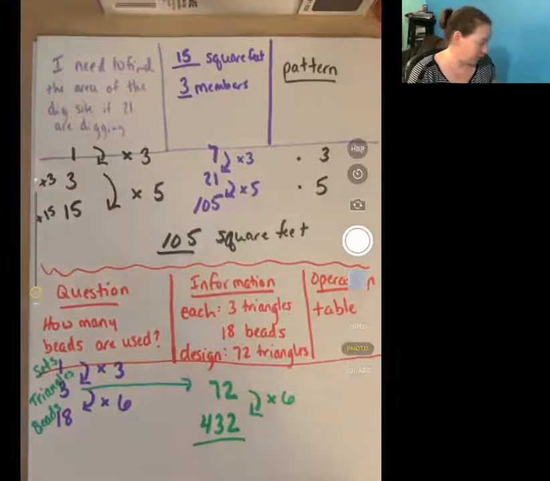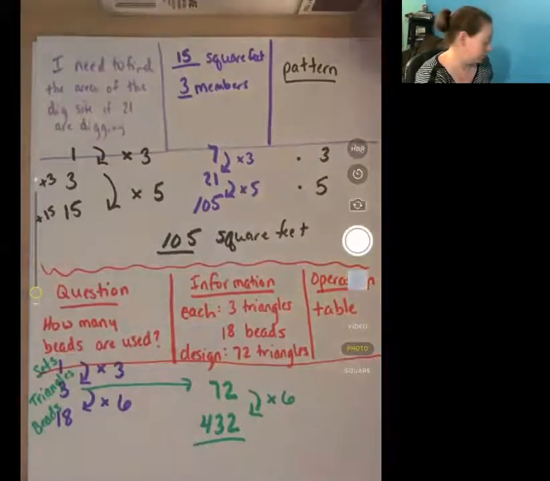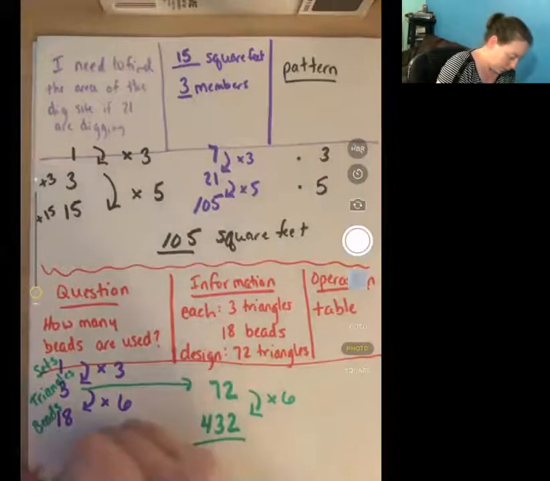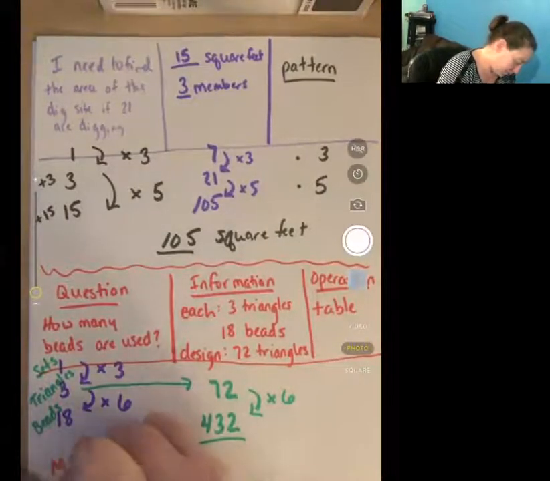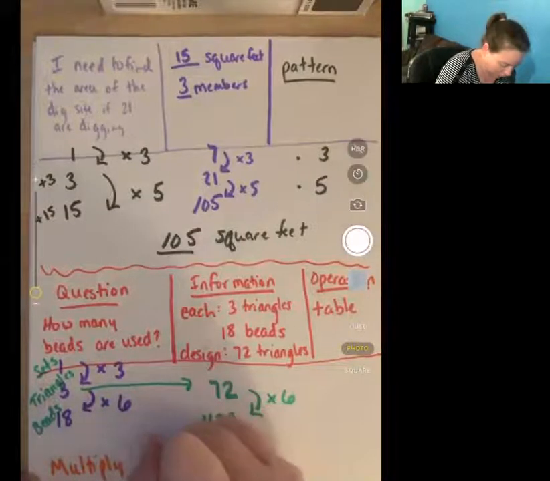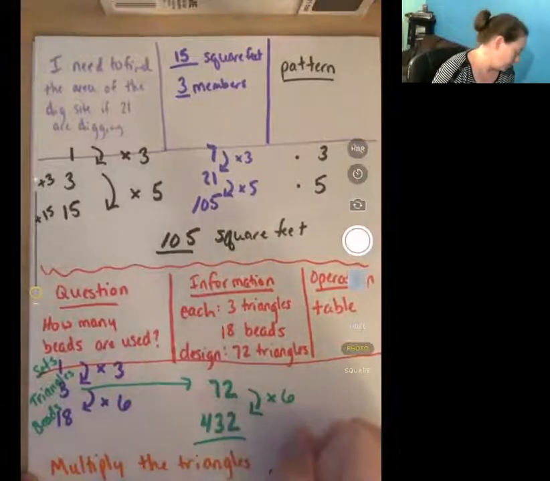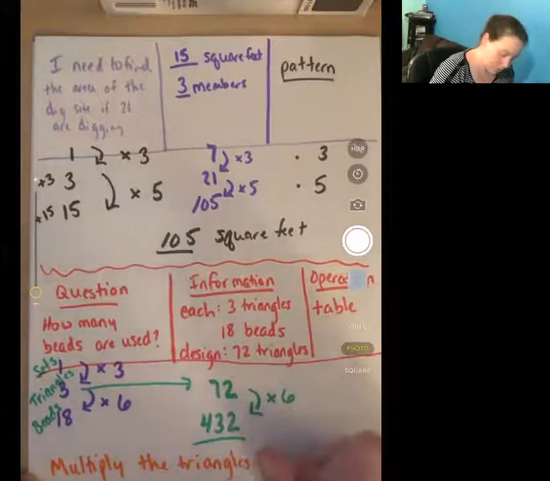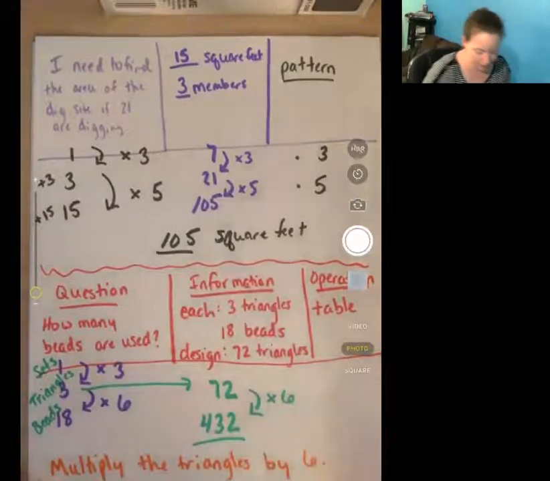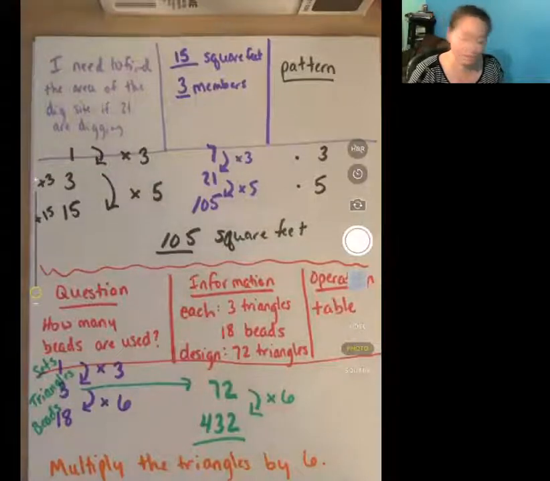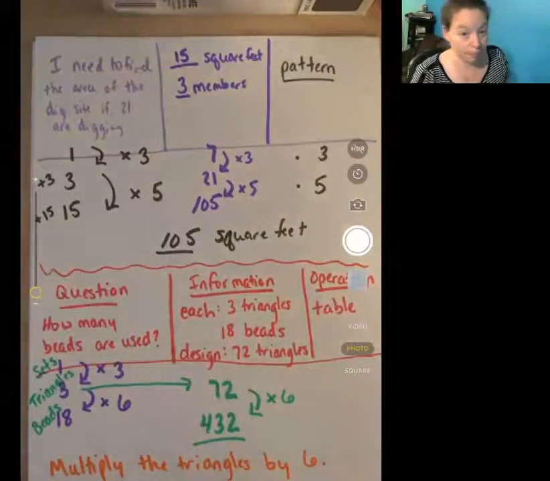What rule, at the very bottom, what rule could you use to find an unknown number of beads if you know the related number of triangles? Multiply the triangles by 6. And that's our rule. Multiply triangles by 6. That's all. All right, pause if you need to.